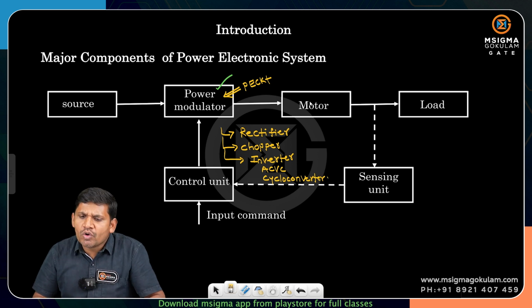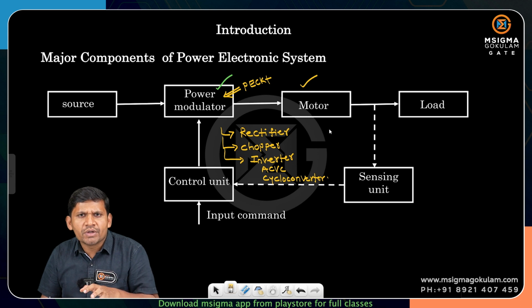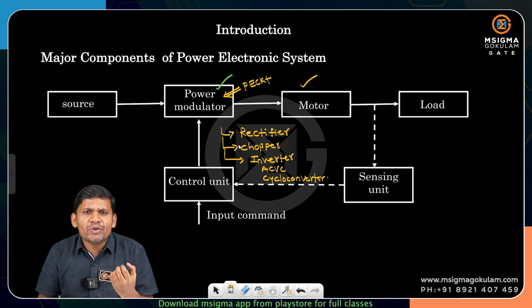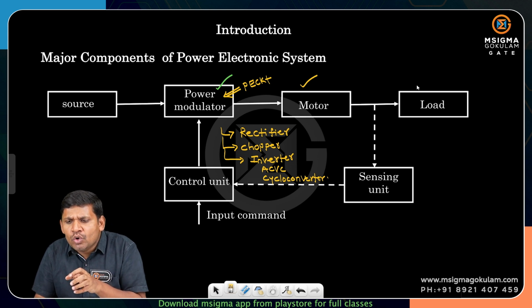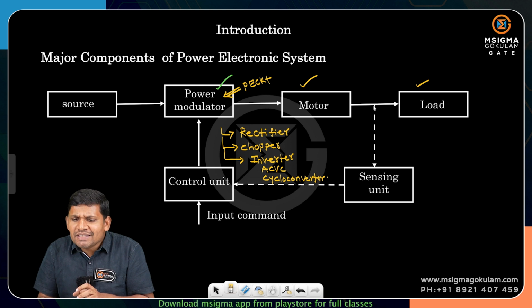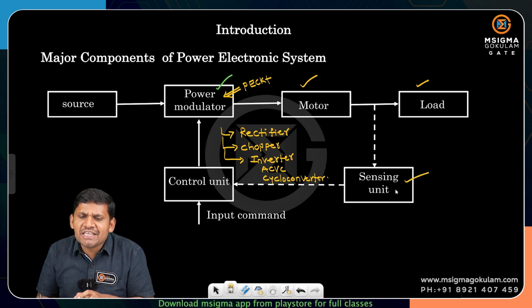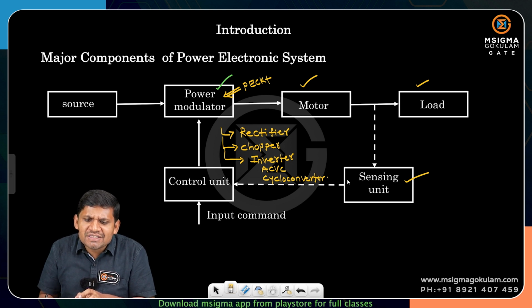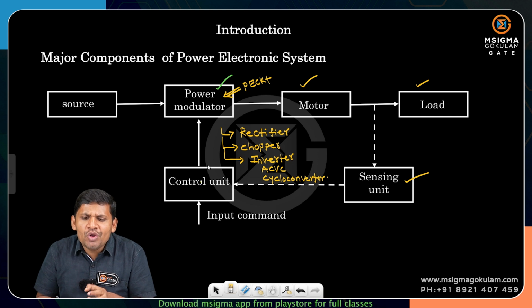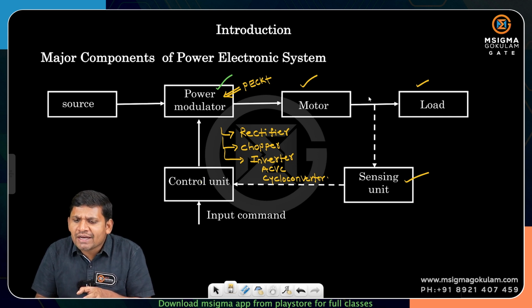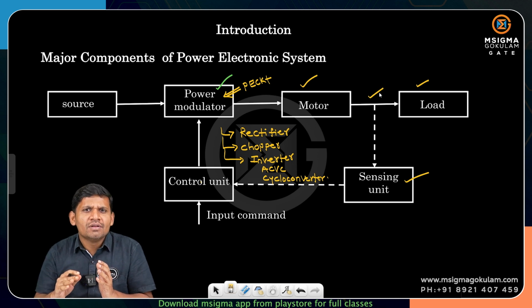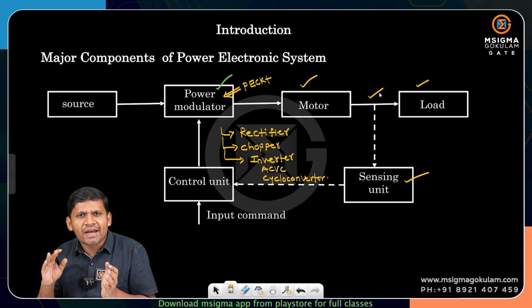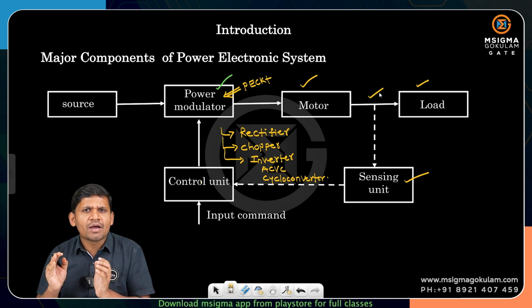The output of the power modulator is given to the motor to control the motor. The speed of the motor is controlled by using the power electronic converter. Then the output of the motor is given to the load to drive the load. But this output of the motor is measured by the sensing unit. According to requirement, this sensing unit will send the signal to the control unit. This control unit will control the power modulator to get the required output of the motor. Like this we can control. But in detail, how the motor is controlled, you will see in the electric drive system only, that is, in fundamentals of electric drives.